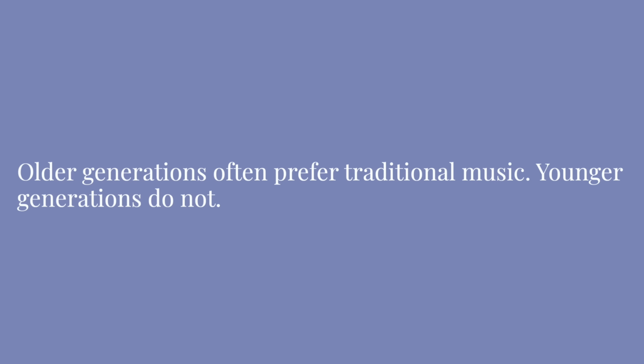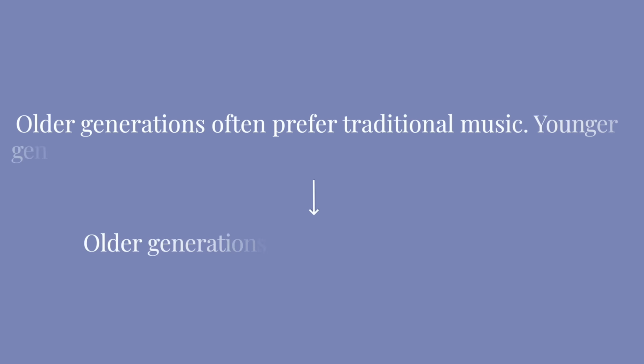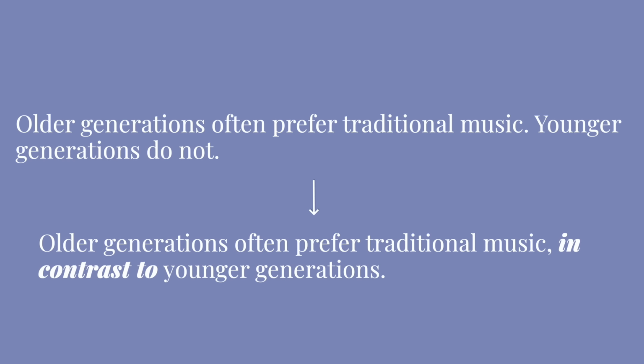Let's try another. I'm going to give you two sentences, and then I'm going to pause for a moment, and I want you to think about how you would use in contrast to combine them into one. The first sentence, older generations often prefer traditional music. The second sentence, younger generations do not. How would you combine those two sentences using in contrast to? One option, older generations often prefer traditional music, in contrast to younger generations. At the start of this section, I used the sentence, in contrast to my sister who prefers summer, I prefer fall.